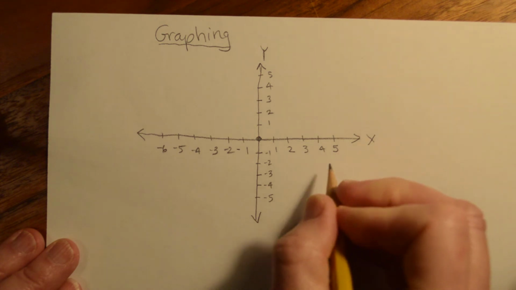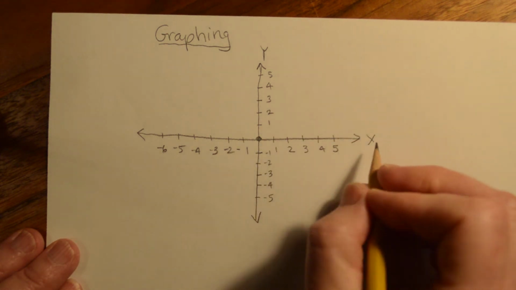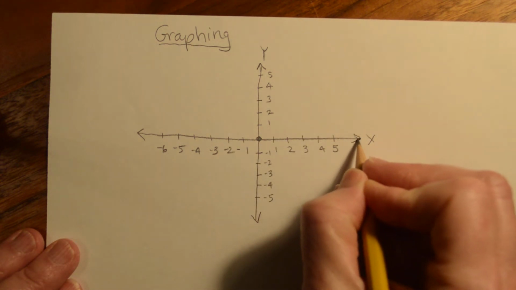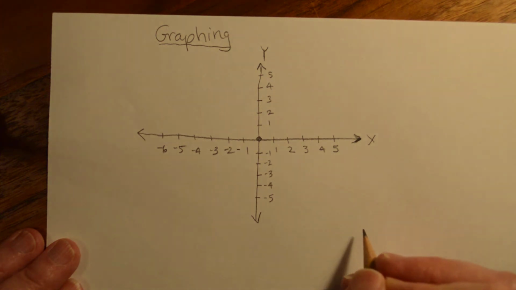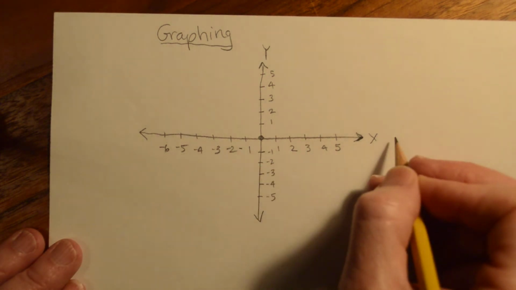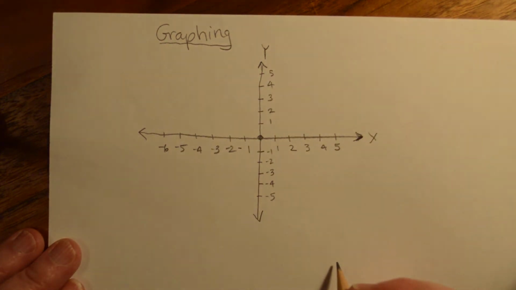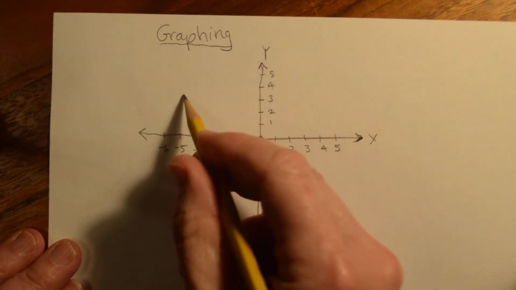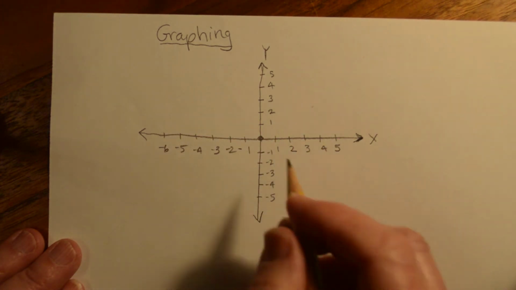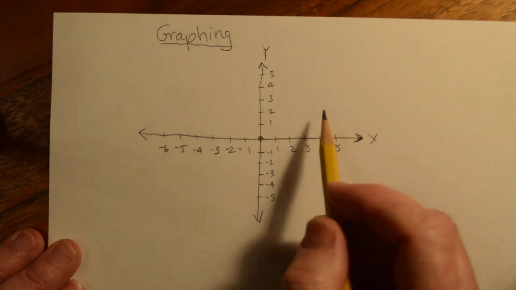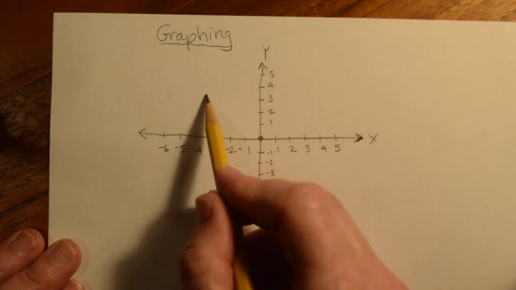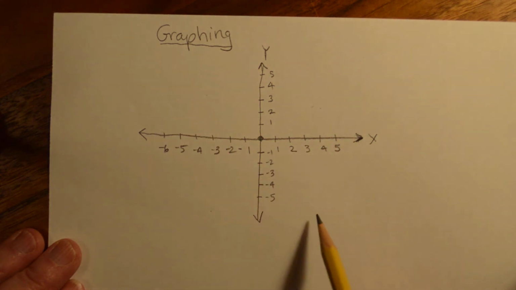Now, they don't have to stop at 5 or 6. They can keep going. That's the reason for the arrows here, is to indicate that you're going on forever in each of the 4 directions: right, left, up, and down. And then this broke it up into 4 regions, and we called those quadrants. This is quadrant 1, quadrant 2, quadrant 3, quadrant 4.